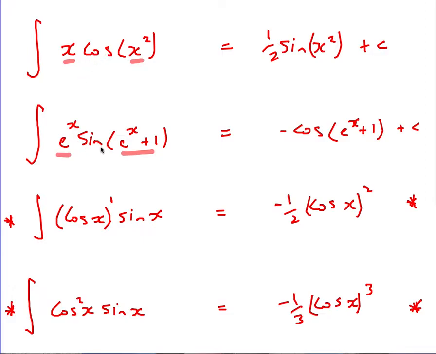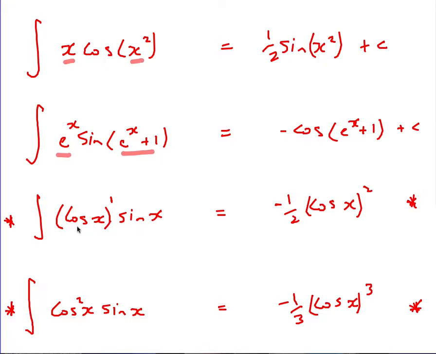Same idea with this one. I've got sin(x + 1). I guess it's going to be something to do with minus cos(x + 1). And when I differentiate that, yep, I get back to this one. Same again for this one. And there's another way we could change this into double angles, but we can do this method.